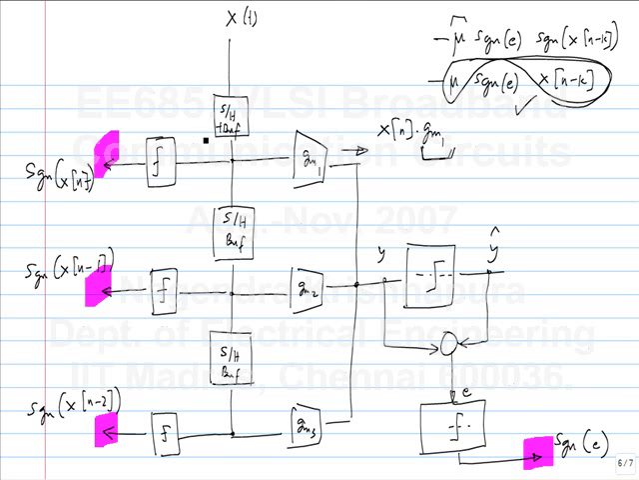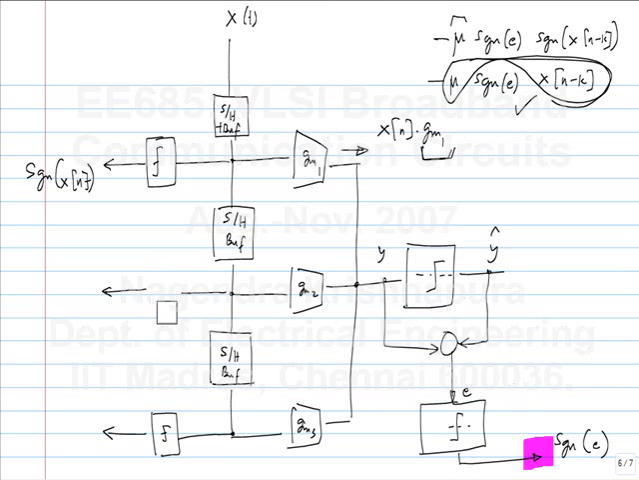So the alternative was, instead of having 3 comparators here, I will have just one, and then use flip-flops to delay this.